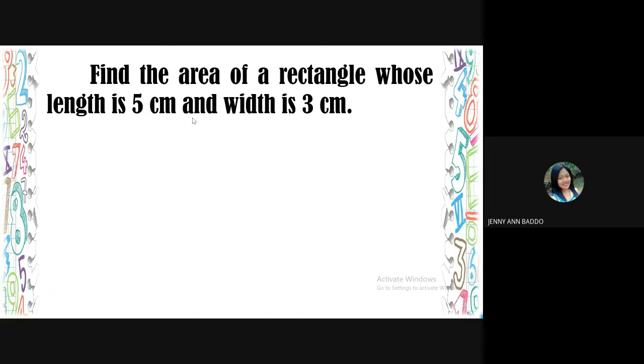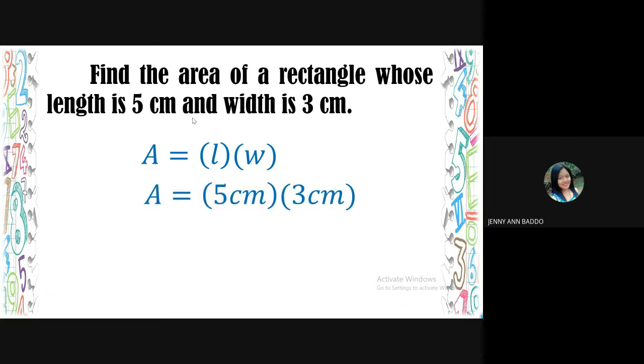We have here a problem. Find the area of a rectangle whose length is 5 centimeters and width is 3 centimeters. If you can still remember the area of a rectangle, it's A equals length times width. And since our length is 5 centimeters and our width is 3 centimeters, we now have 5 centimeters times 3 centimeters. And 5 times 3 is 15 square centimeters.